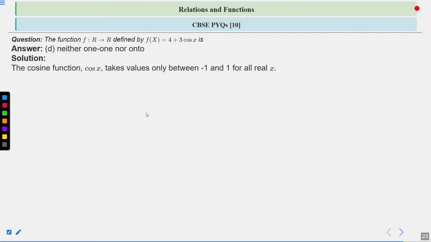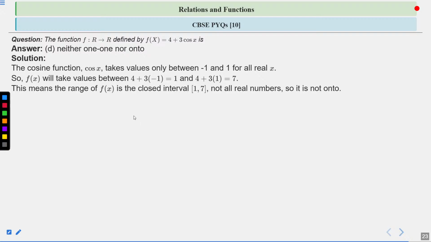See, the range of cos x, we know, is from -1 to 1. So f(x) will take the minimum value of 4 plus 3 times -1, which is 1, and the maximum value of 4 plus 3 times 1, which is 7. This means that the range of f(x) is the closed interval from 1 to 7. But for the function to be onto, codomain must equal range. Codomain is R, but range is from 1 to 7, so it is not onto.